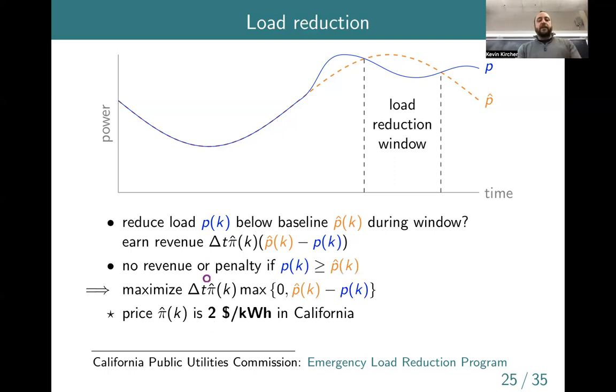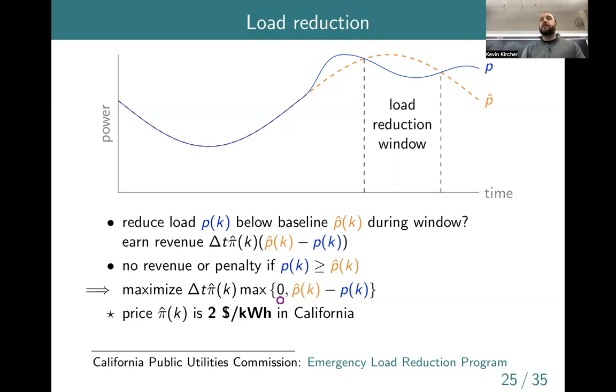One wrinkle here is that they don't penalize you if you go above your baseline. They reward you for going below, but they don't penalize you for going above. So if we want to maximize the revenue, the payments you would get from providing these load reduction services, you would maximize the time step times your price, times the max of either 0 or your baseline minus your actual power consumption. If we're below the baseline, this will be positive. If we're above the baseline, it will be negative, and then we'll end up paying 0.